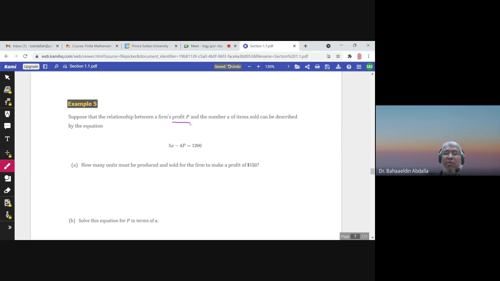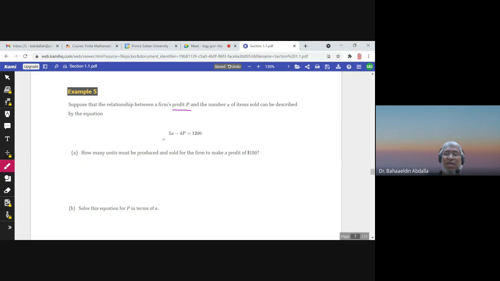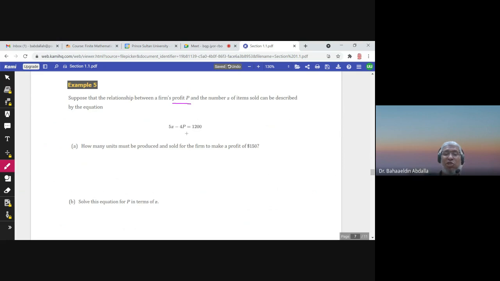Is the profit. You have to understand in applications, each variable represents what? And the number of items x. Okay, so what is x? Number of items sold. So x number of items sold. P, profit, can be described by this equation. This is a relation between x and P.